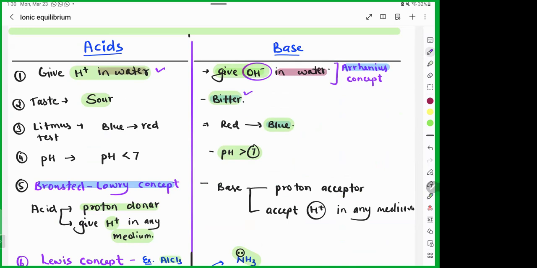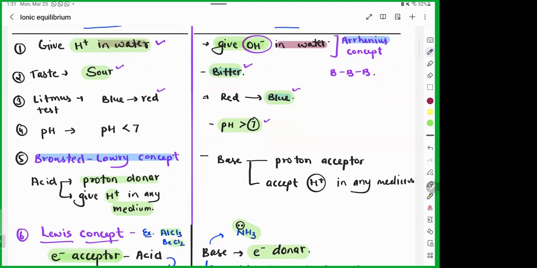Acid is sour in taste and turns blue litmus red; remember, base is the opposite. Base is bitter in taste and blue in color. We already know base gives OH negative ion. Base pH is more than 7. In the Bronsted concept, base accepts H positive ion in any medium, like ammonia. Ammonia accepts H positive ion and becomes ammonium ion. Acid will donate a proton.